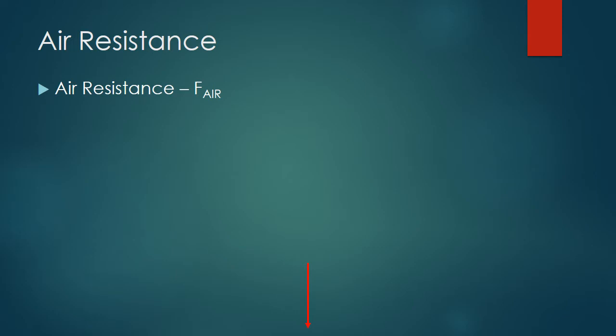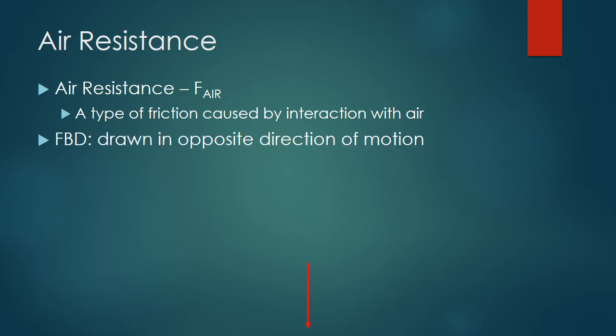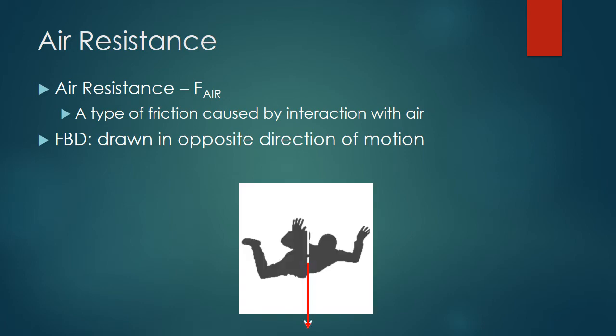Air resistance can be abbreviated F sub air. It's a type of friction caused by an interaction with the air. Essentially, whenever anything moves within air, in order to move, you have to displace the air that was there before, and that causes a force. And the force of air resistance increases the faster something is going as well. So in terms of a free body diagram, it's drawn in the opposite direction of motion. So there's a skydiver. You can see that the air resistance is going up and the force due to gravity is going down.